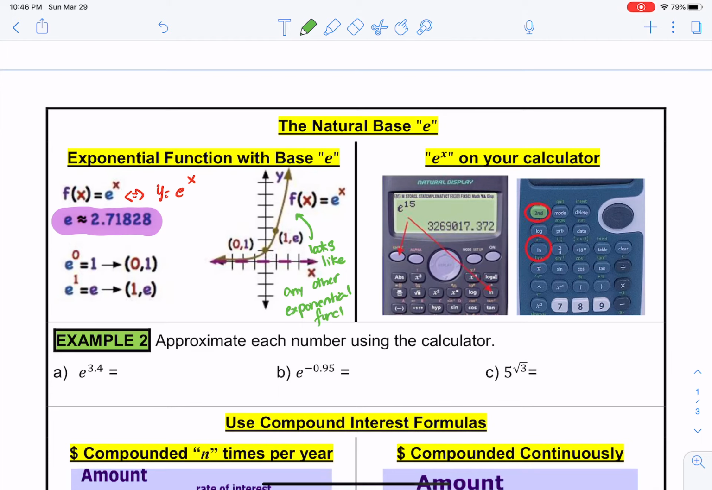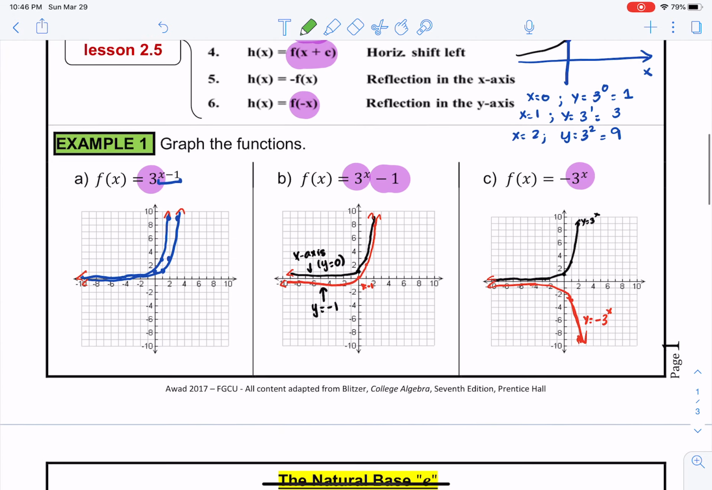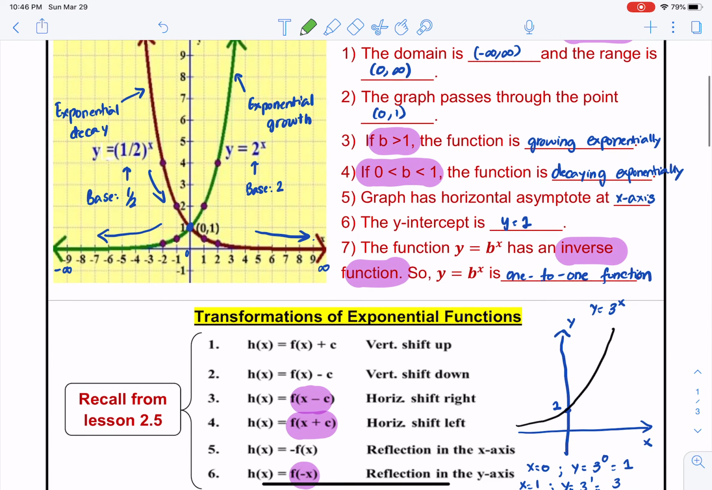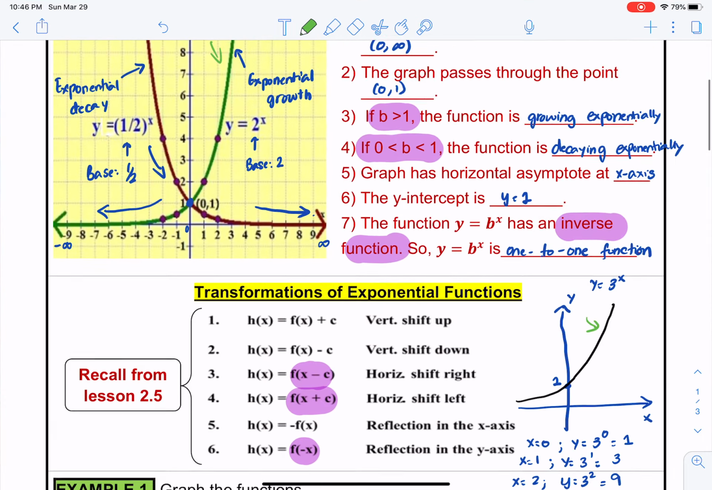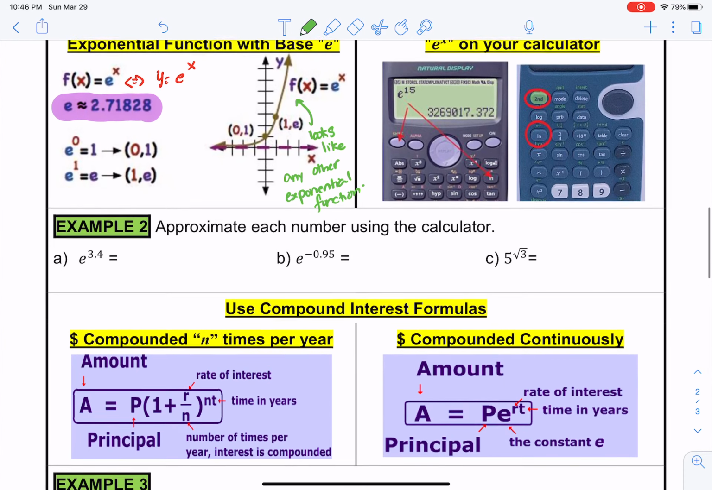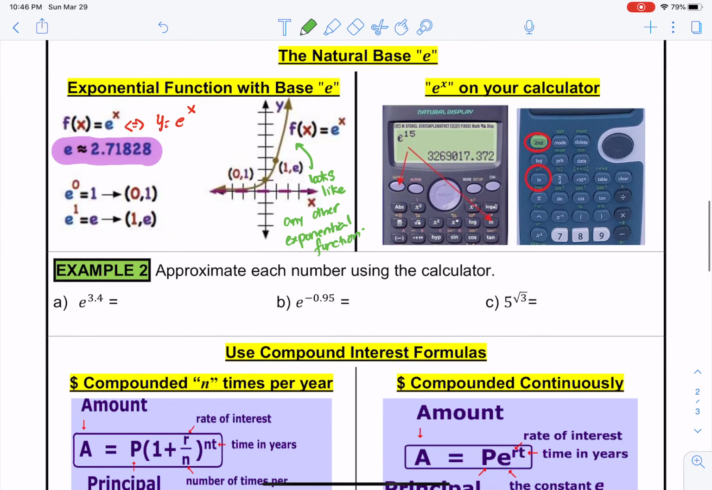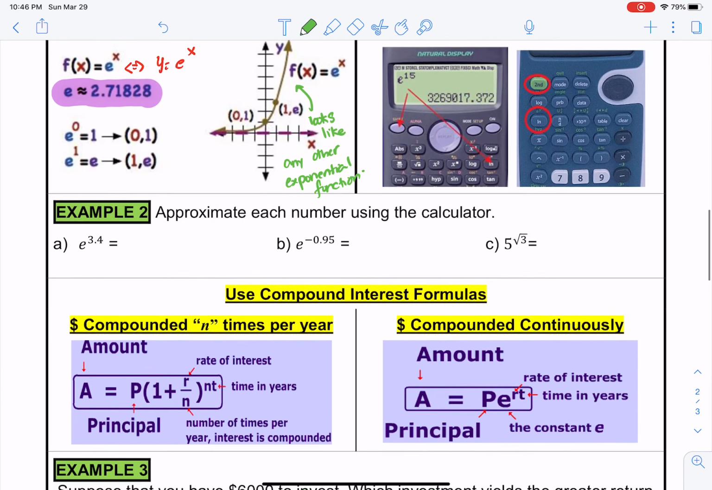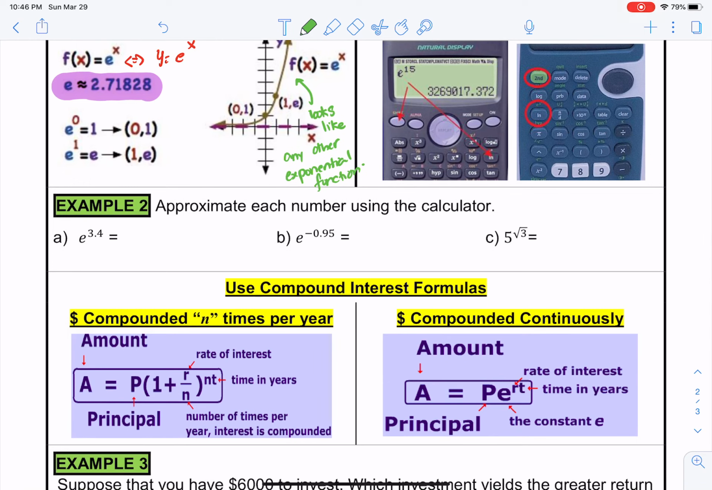exponential function. For example, we could look at y equals 3 raised x over here, and y equals 2 raised x over there. So every exponential function, pretty much they look the same. The only difference here when we use e is that we call it the natural base. Different calculators have different options when it comes to exponential functions.